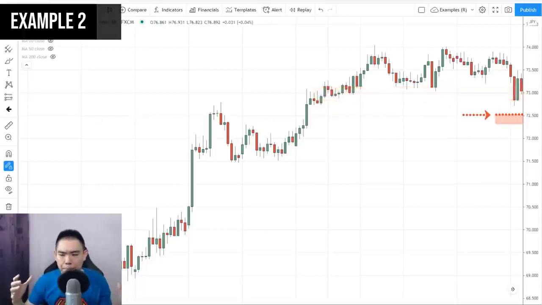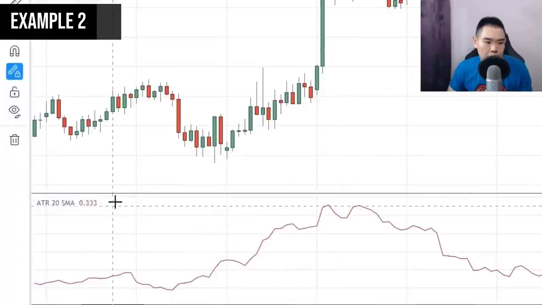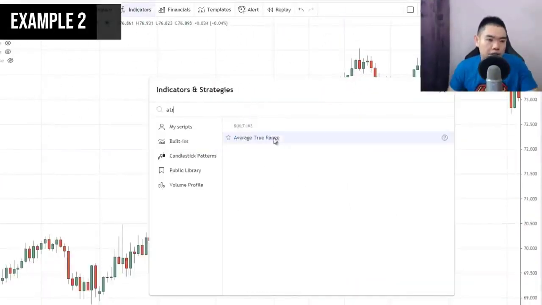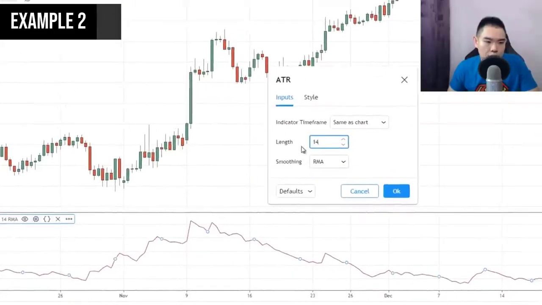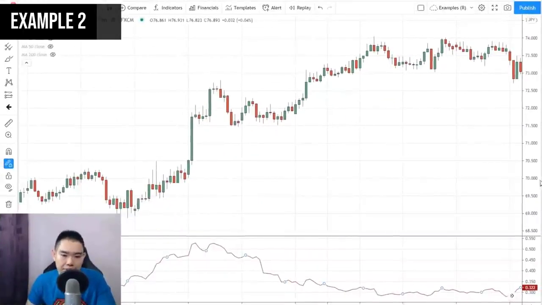But is there an objective way to set your stop loss instead of just blindly putting it at some level that looks far away from support? And the answer is, of course, yes. To do that, you can use an indicator called the average true range. Over here, I've shown you this indicator below, but I'll show you where to get it. Just go to the indicator tab, search ATR, average true range. It will come out as this one over here. The settings I like to use is a 20 period ATR using SMA. It's just my preference.